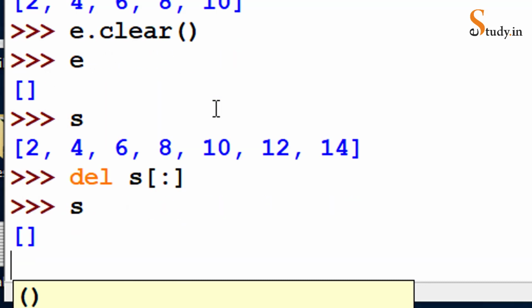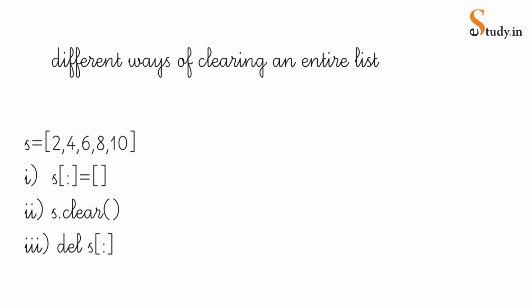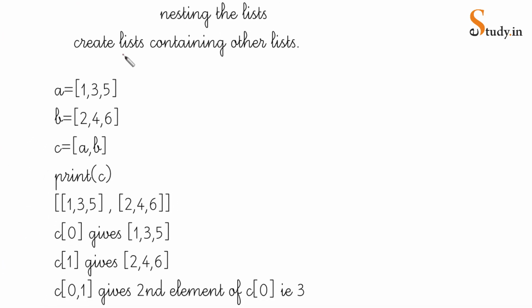So now if you print S, it would have cleared the entire list S. Okay, so let's move on. The next is nesting the lists. Nesting means creating lists containing other lists. That means I can have a list which has another list within it.